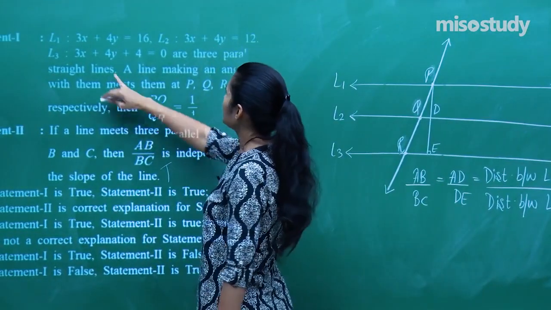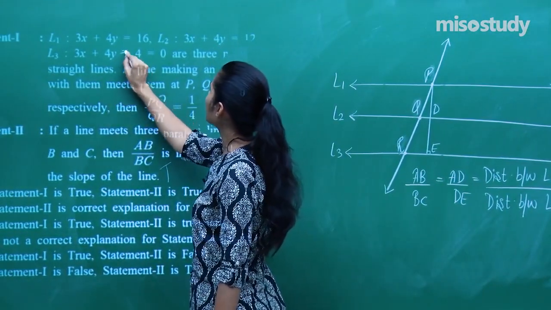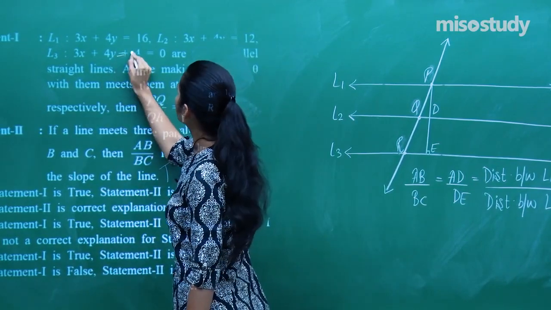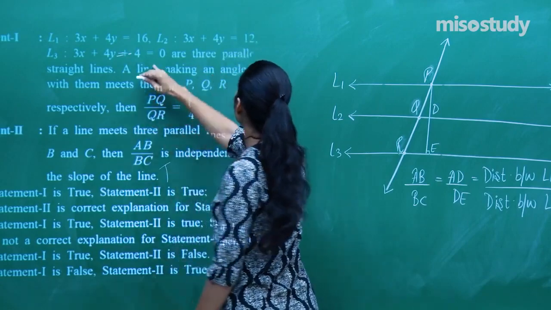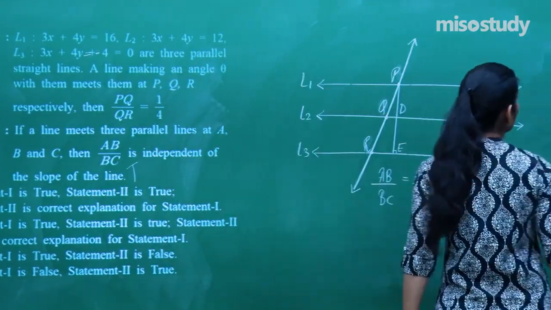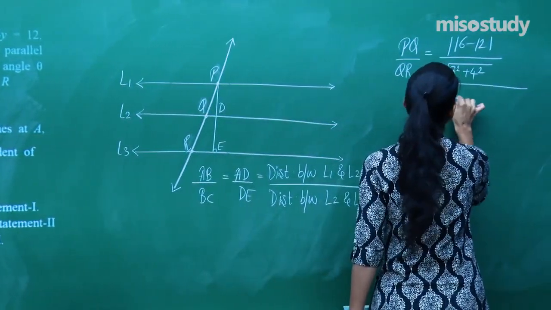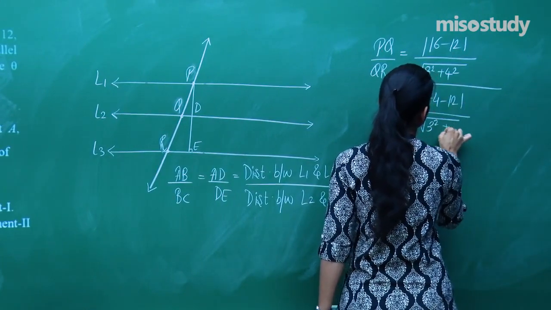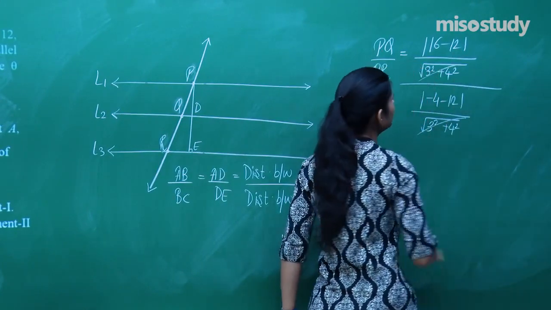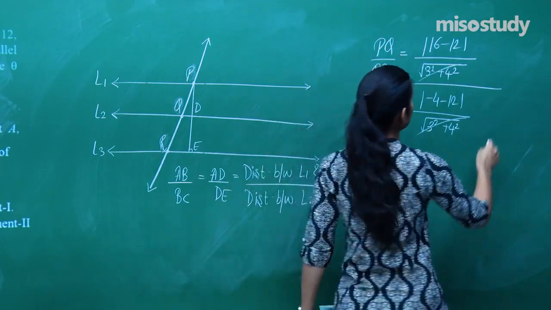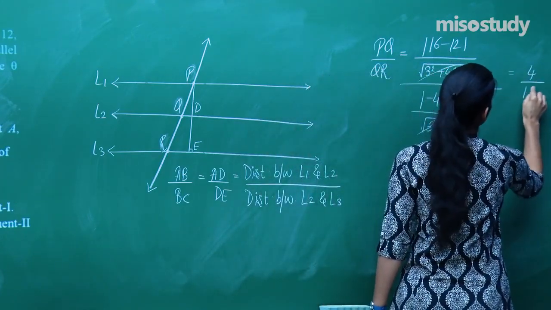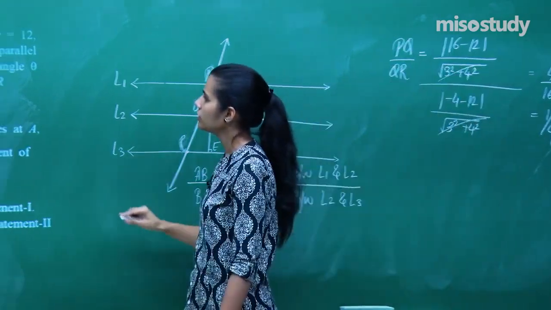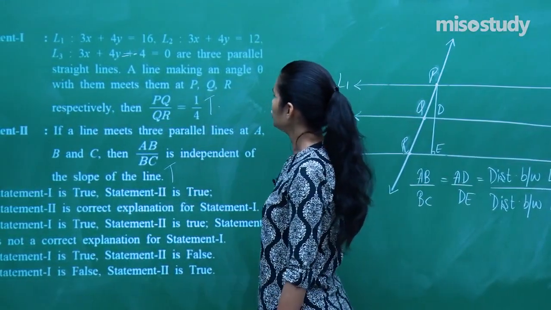L2 is this, L3 is 3x plus 4y equal to minus 4, you can write it. You can write this as equal to minus 4, and therefore minus 4 minus 12 with a mod again upon root over 3 square plus 4 square. This gets cancelled out. What are you left with? 4 upon 16, which is 1 upon 4. So this is also true.